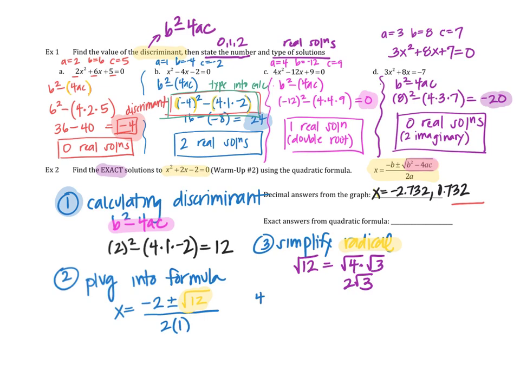So I have x equals the opposite of b plus or minus. Now instead of root 12, we're going to write 2 root 3, all over 2a. We know that value. We know it's 2, right? Because 2 times 1 is 2.